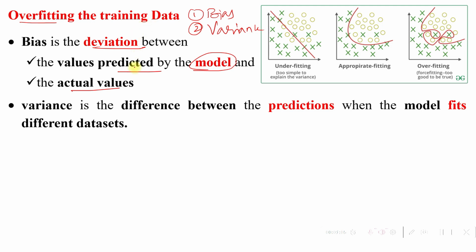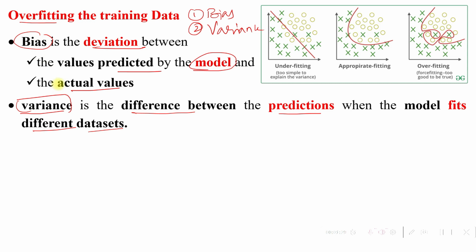And variance is the difference between the predictions when the model fits different data sets. So when the model gives different values on different data sets, it is simply called variance. Based on these two things, bias and variance, we can easily understand what overfitting is.